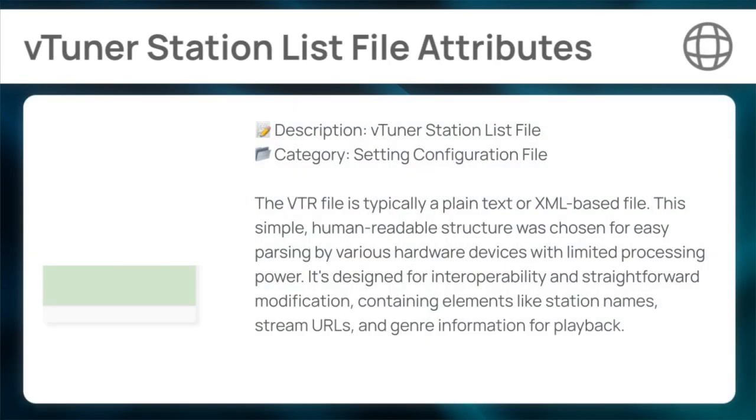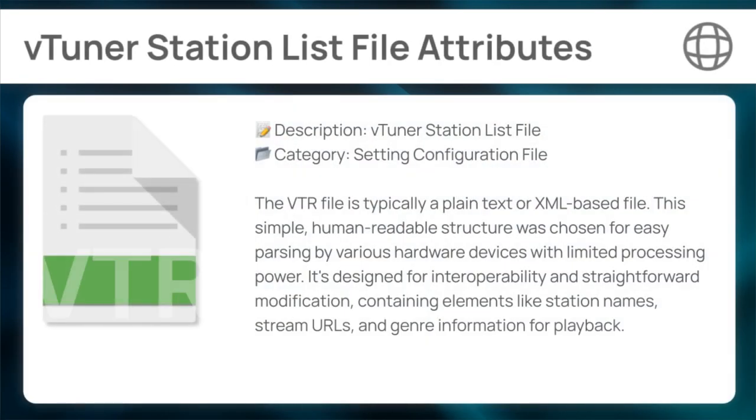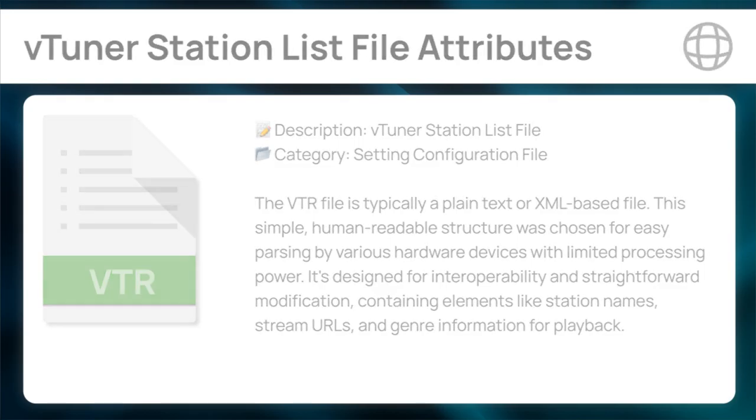The VTR file is typically a plain text or XML-based file. This simple human-readable structure was chosen for easy parsing by various hardware devices with limited processing power. It's designed for interoperability and straightforward modification, containing elements like station names, stream URLs, and genre information for playback.